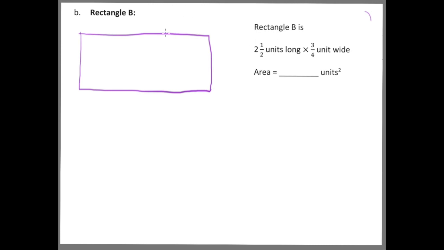Okay, so we have a rectangle. We have some dimensions that we've been given. It's 2.5 units long by 3/4 wide. So we're going to decompose 2.5 to 2 and 1/2. 2.5, of course, is a mixed number, meaning it's partially made up of a whole number and partially made up of a fraction. So we decompose 2.5 to 2, and we label this 2 and 1/2. So our length is composed of 2 parts.